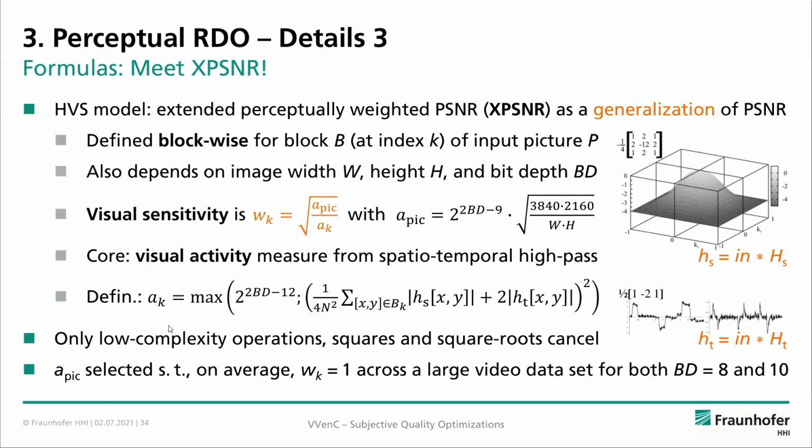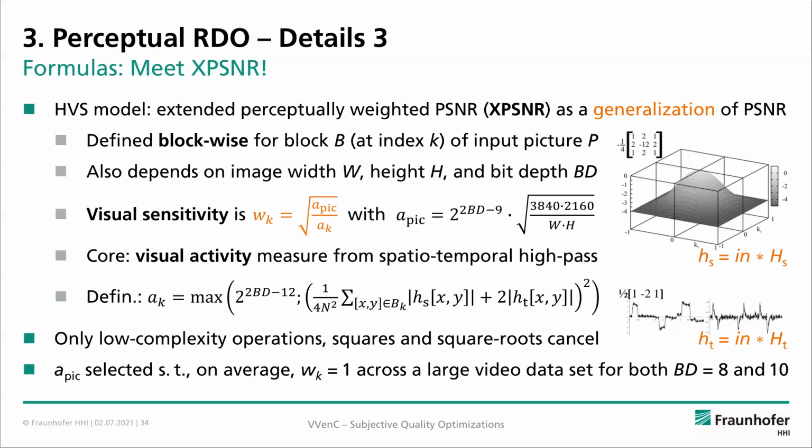It's the sum of the absolute values of the spatial high-pass output and the absolute values of the temporal high-pass output, squared and limited such that lower values are clipped to some minimum value. Note that these formulas only contain low complexity operations because the squares and the square roots largely cancel.